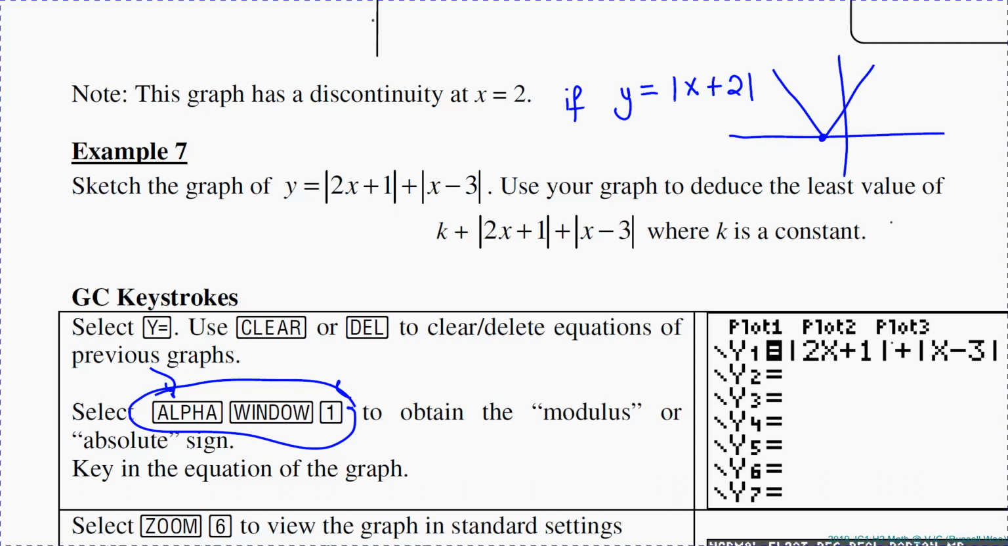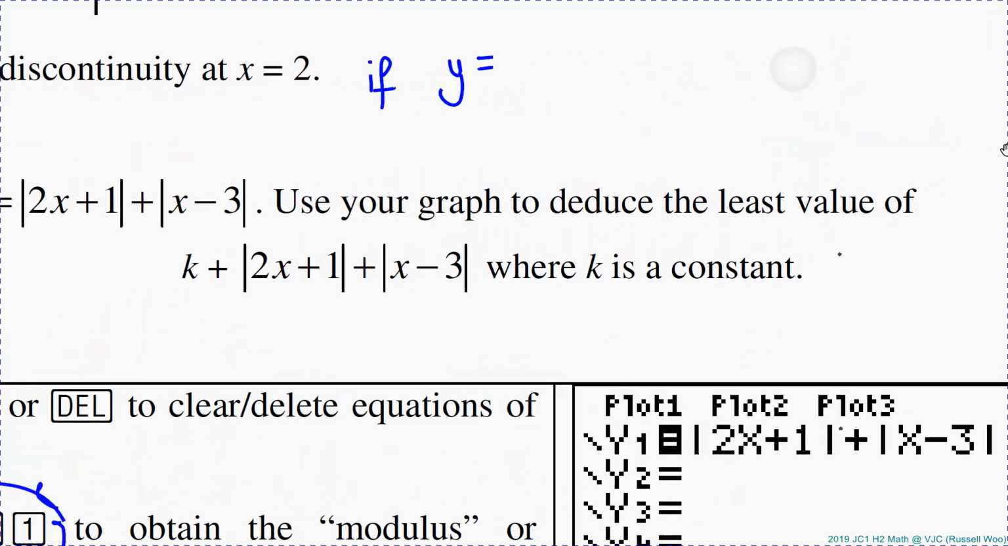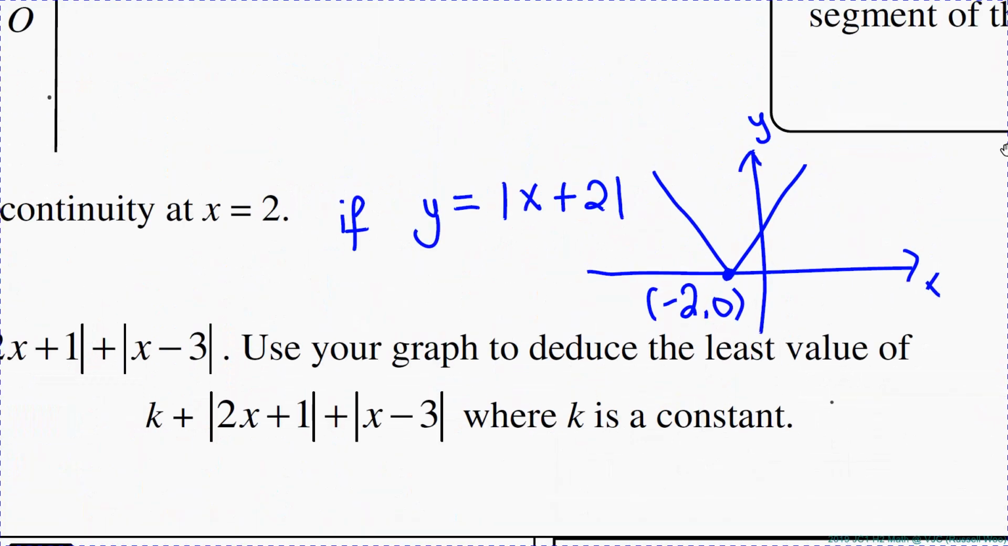This point, I can be very sure this point is minus 2, 0. The x coordinate at this point is minus 2. I can be very sure. Why? Because the mod sign works like this. If the expression in the mod sign is positive, then taking mod won't have an effect.